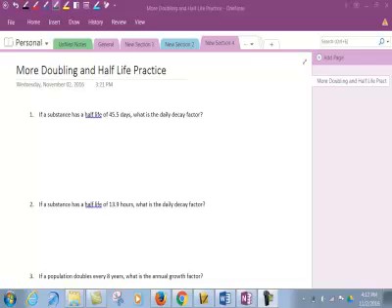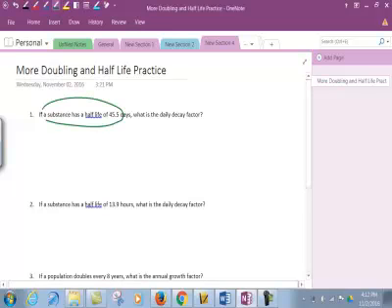The question says, if a substance has a half-life of 45.5 days, what is the daily decay factor? When you see this statement, you need to think immediately that the equation being modeled is that we have an initial substance. The b value is 0.5, meaning that 50% of it decays, and because it decays every 45.5 days, that is the equation that comes from that sentence.